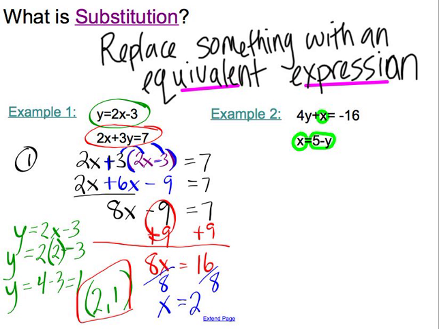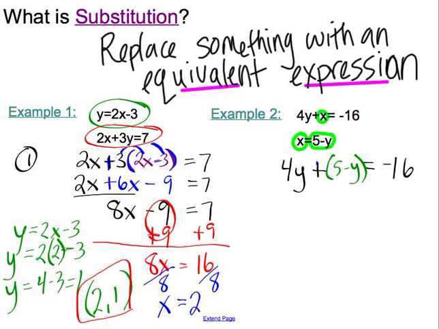Now I'm going to substitute in. Again, I copy the 4y, I copy the negative 16, but where it says plus x, I do plus parentheses 5 minus y. I replace the x. Now I need to solve. Here's where a lot of you are making mistakes.